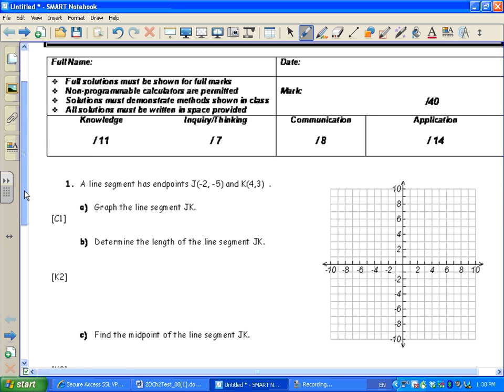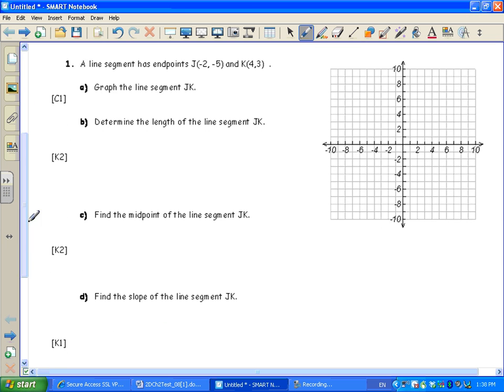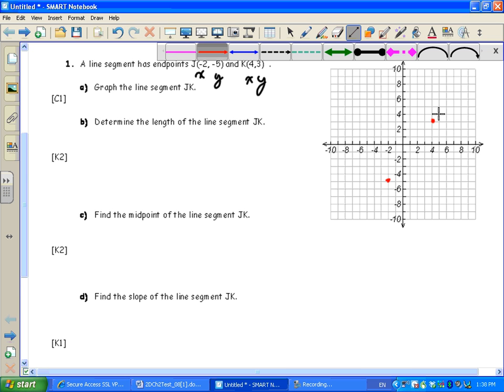So remember, this is technically chapter 2-3. First question says, a line segment has the endpoints J(-2, -5) and K(4, 3). Always the first coordinate is our X, and the second is our Y. So let's plot these 2 points. -2 on our X, -5 on our Y. There's 1 point. Our other point is 4 and 3.